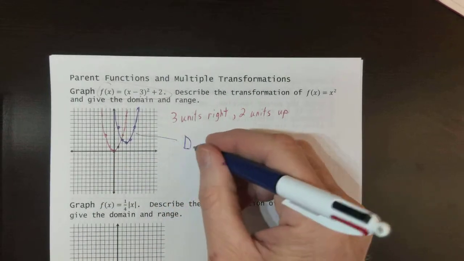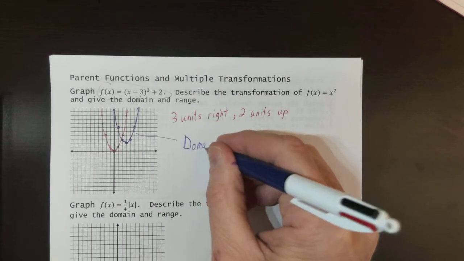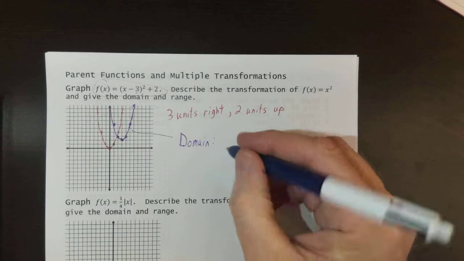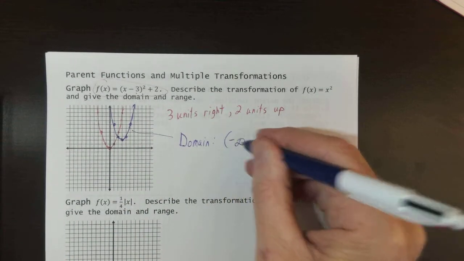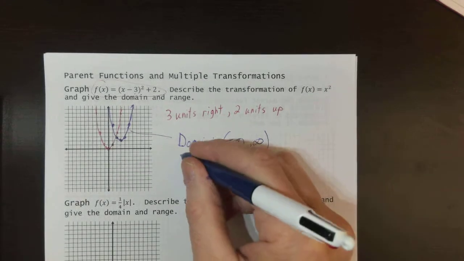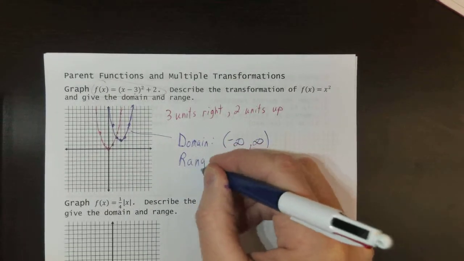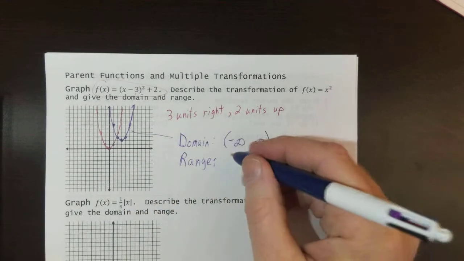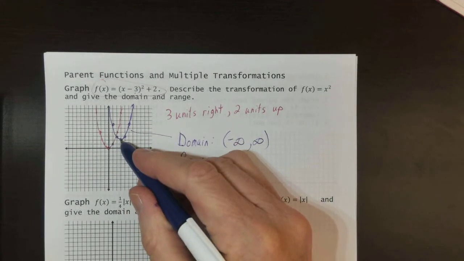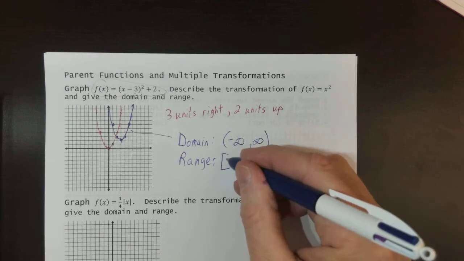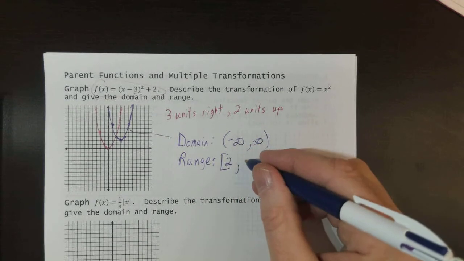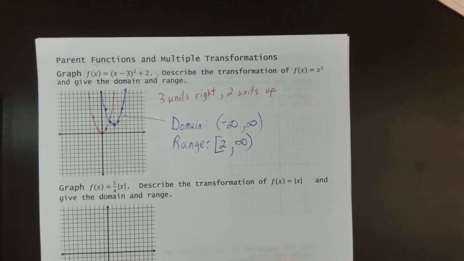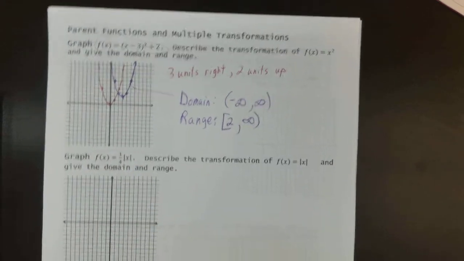Its domain is not going to change. Negative infinity to infinity. And its range looks like it's got a starting place at 2. It's a low point of 2, and the high point is not bounded there. Okay?